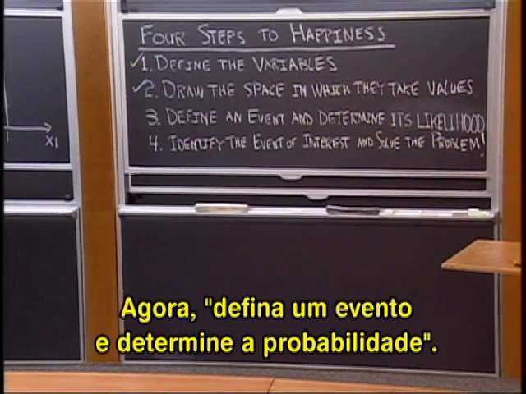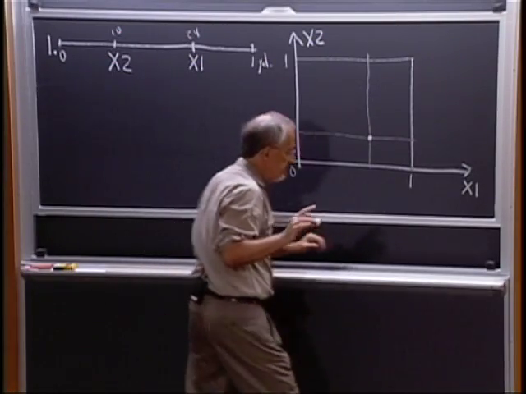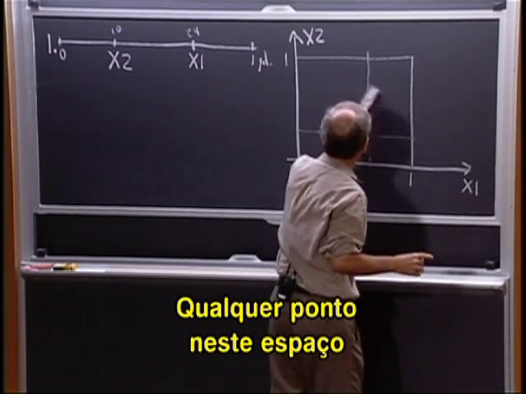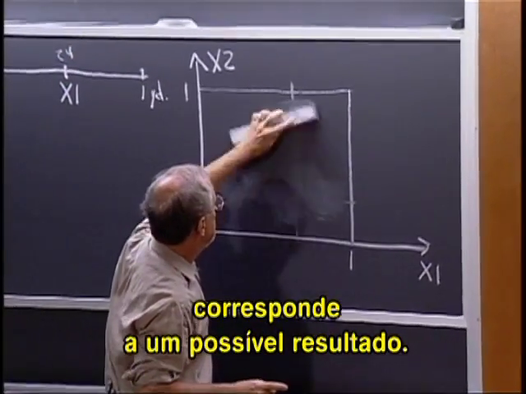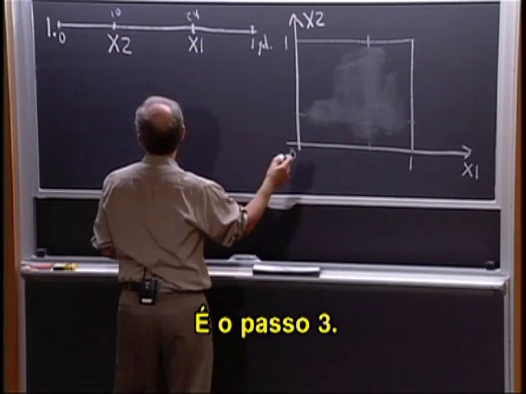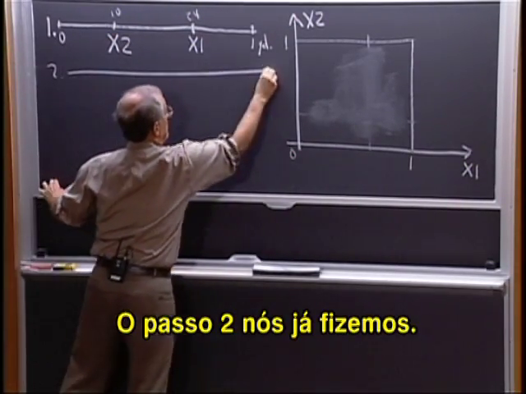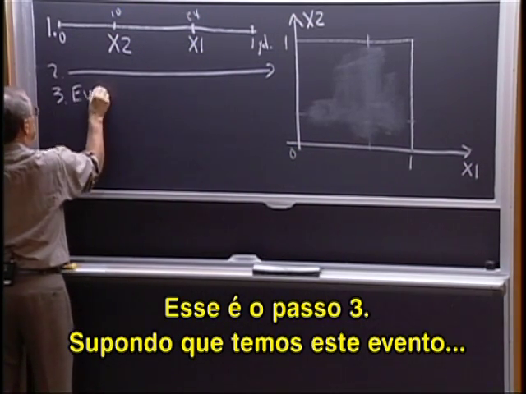Now define an event and determine its likelihood. Okay, well, let's erase what we've drawn up here. We know that any point in this space corresponds to a possible outcome. All right, suppose we have an event, so step 3. So step 2 is we've done that. Step 3, suppose we have an event like this.